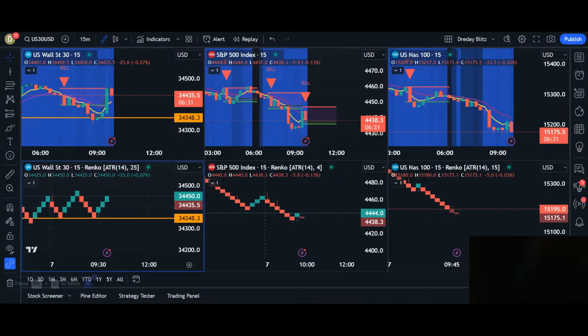So now we have Nasdaq pushing down, as you could see. There was no indication that it was going up, so this trend is still going down. For the US S&P 500 right now, it's starting to reverse down.